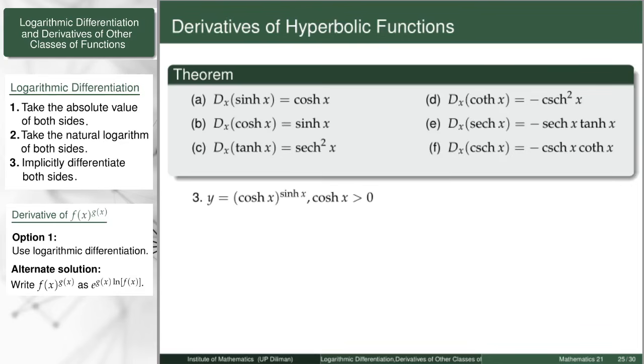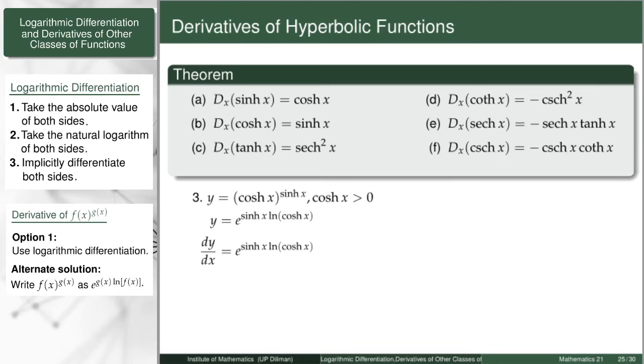Nonetheless, to get the derivative, I will choose either logarithmic differentiation or to express that as e to the g, l, and f. I will choose the latter, which is I will express cos x to the sinh x as e to the sinh x ln of the base cos x. Differentiating this, I'll have dy over dx equal to the derivative of the natural exponential function will be to just copy it multiplied by the derivative of the exponent.